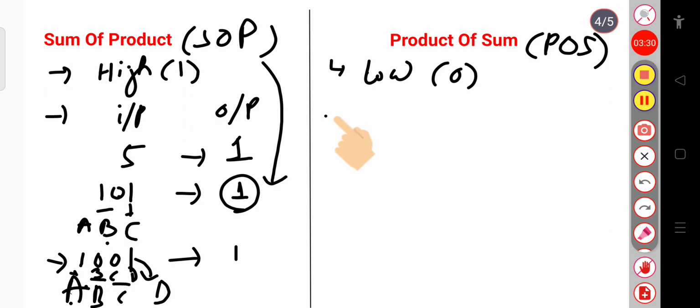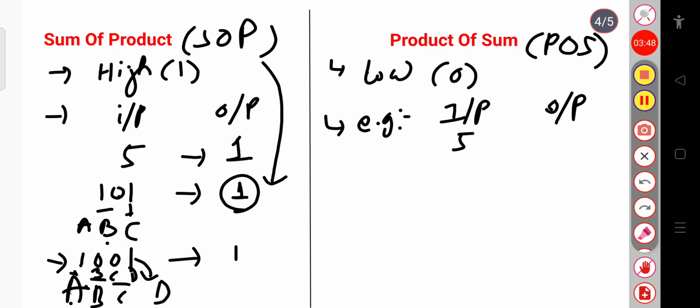Now let us consider some example about product of sum. Suppose again I am considering the input is 5, and for this input 5 we are getting the output 0. So here 0 represents the product of sum. For product of sum we are considering the output to be 0. So we can write this input 5 as 101, and the output is 0 for this case.